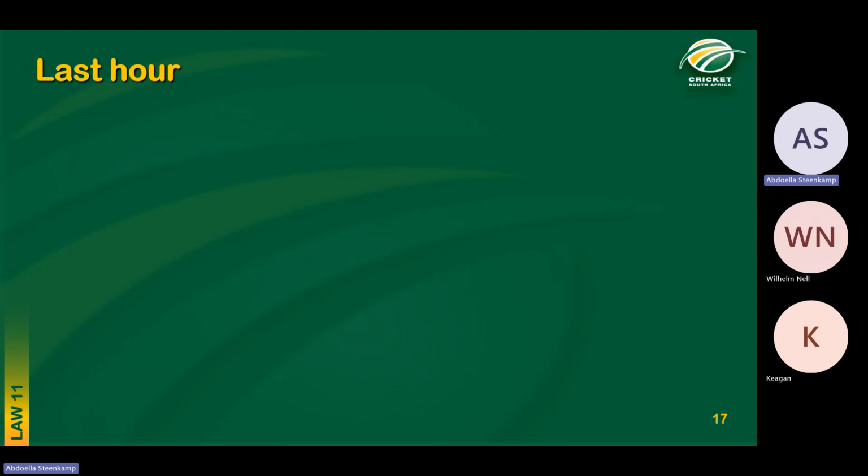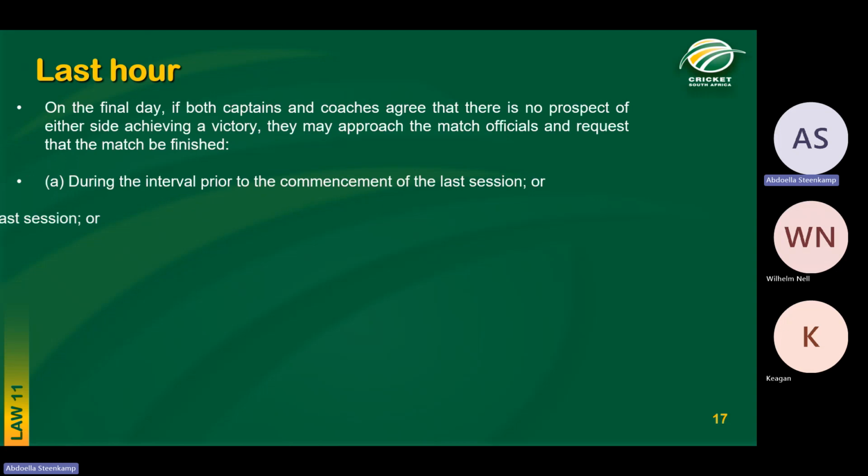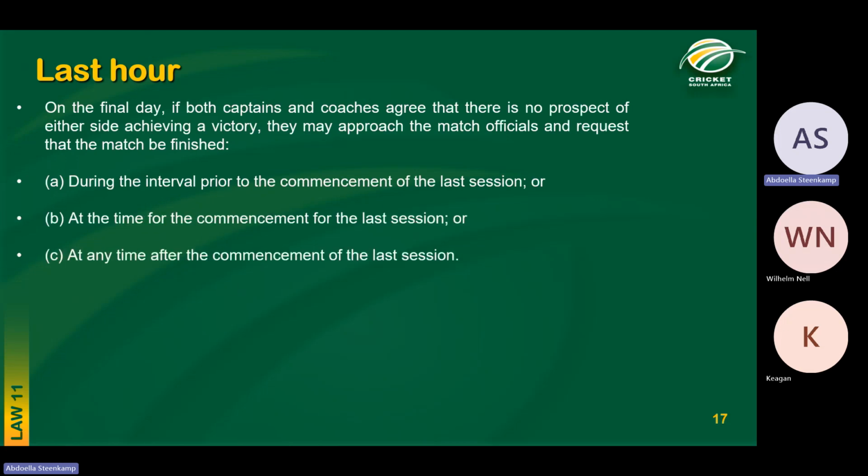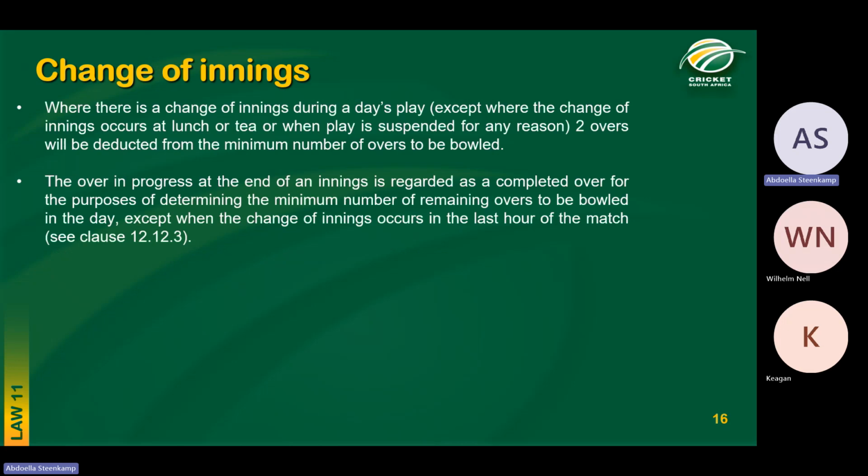When it comes to the last hour, before I get to the last hour, I forgot to mention there was an exception. Remember, I said bullet point 2 speaks about if an innings ends during an over, you will round up that over. So if it's 22.1, you will round it up to 23 overs if the innings ends there. But there's an exception: unless this change of innings occurs in the last hour.